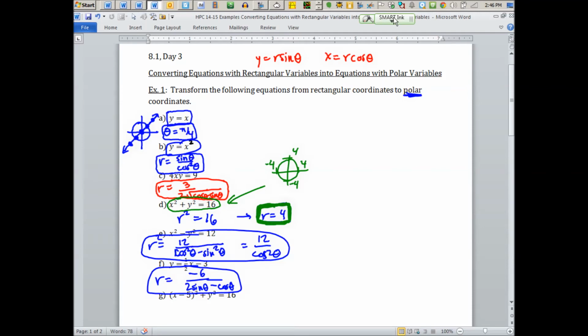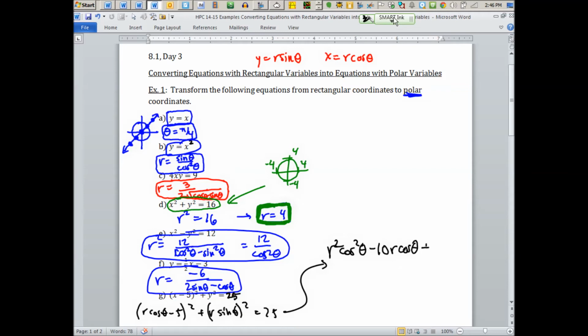All right, the next one's an example. This has a typo in it too. This should have been a 25. Sorry about that. Let's go ahead and plug in the r cos theta and the r sine theta. Make that right side a 25 if you would. So we could get r cos theta minus 5, and this is squared, plus r sine theta, and that is squared, equals 25. And let's be cautious with our FOIL. We get r squared cos squared theta minus 10 r cos theta plus 25 plus r squared sine squared theta equals 25. And you'll see that your 25s cancel.